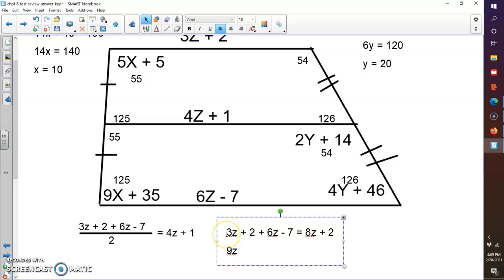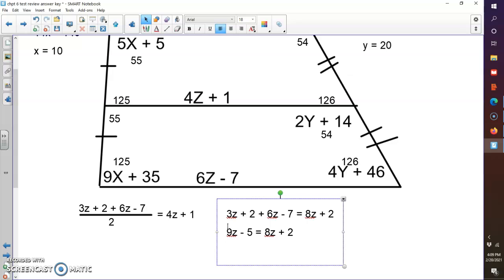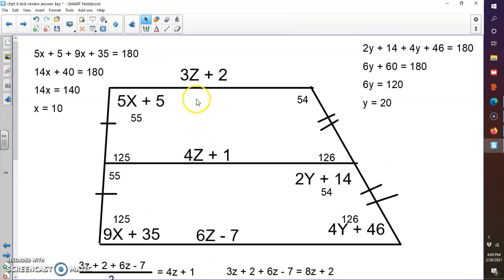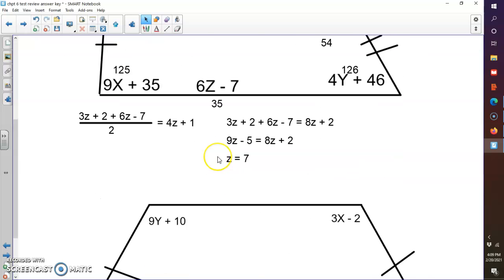And now it's basic algebra 1. 9z minus 5 equals 8z plus 2, and we end up with z equals 7. When I plug those numbers in, we get 23, we get 29, and we get 35. And you'll notice 23 and 35, the average of them is 29, which is the midsegment.